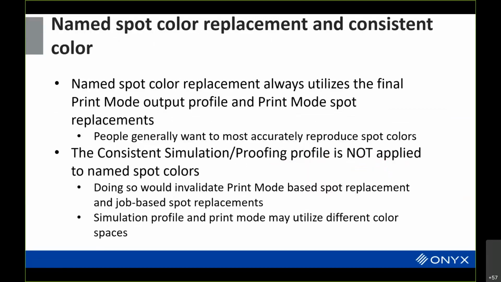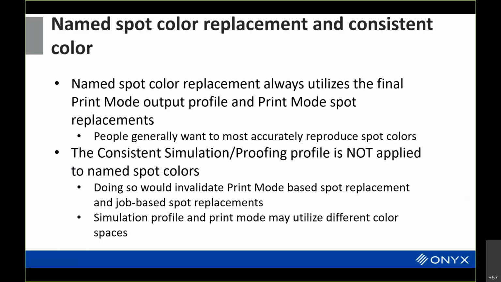Okay, another aspect about using consistent simulation and proofing profiles, and that is with name color spot replacement. Name color spot replacement always goes directly to the color space defined by the print mode. So if I have a CMYK OG space, then I have Pantone 407. Pantone 407 will use the color management going directly to the print space. It won't convert from Pantone 407 to the simulation space and then from that simulation space out.